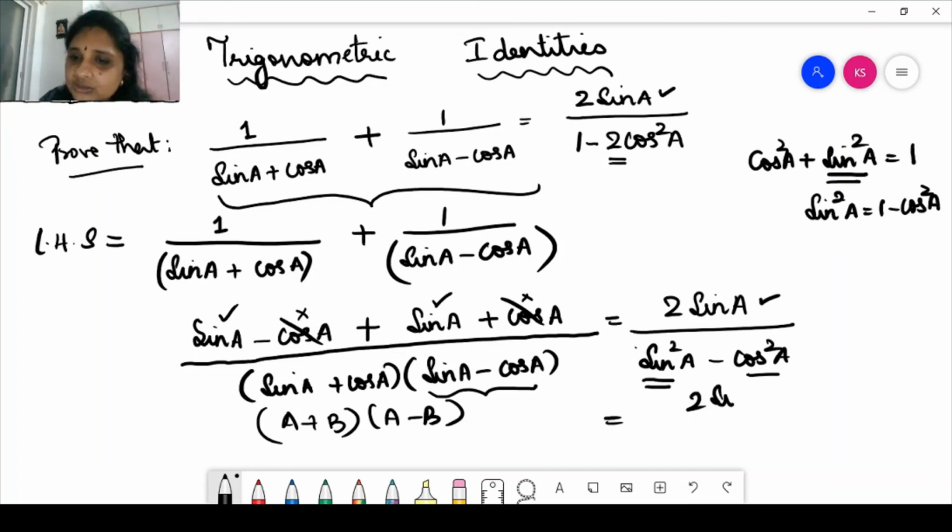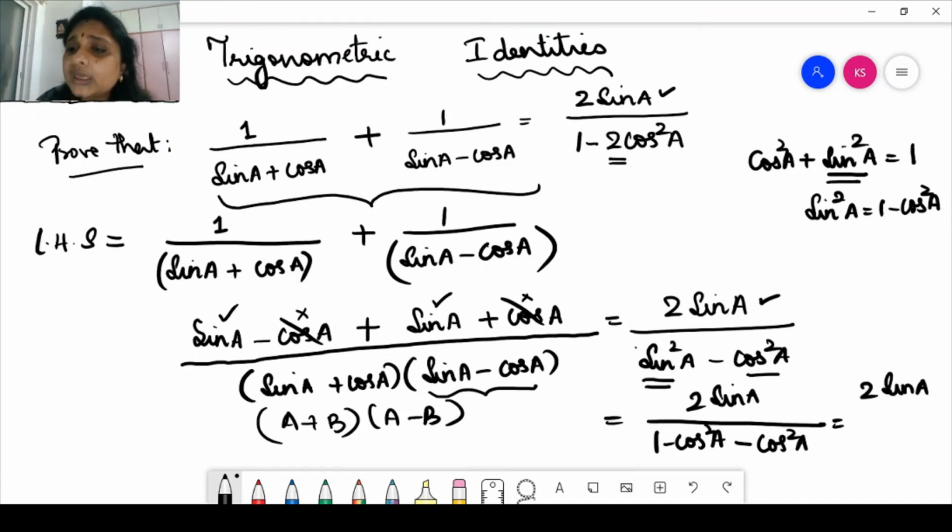So what do I get? 2 sine A by, instead of sine square A, I'm going to write 1 minus cos square A because my right hand side apparently does not have sine square A in it. Okay, and then this cos square A, again I'll have to shift it down. Sorry, it is 1 minus cos square A for the sine square A and this cos square A.